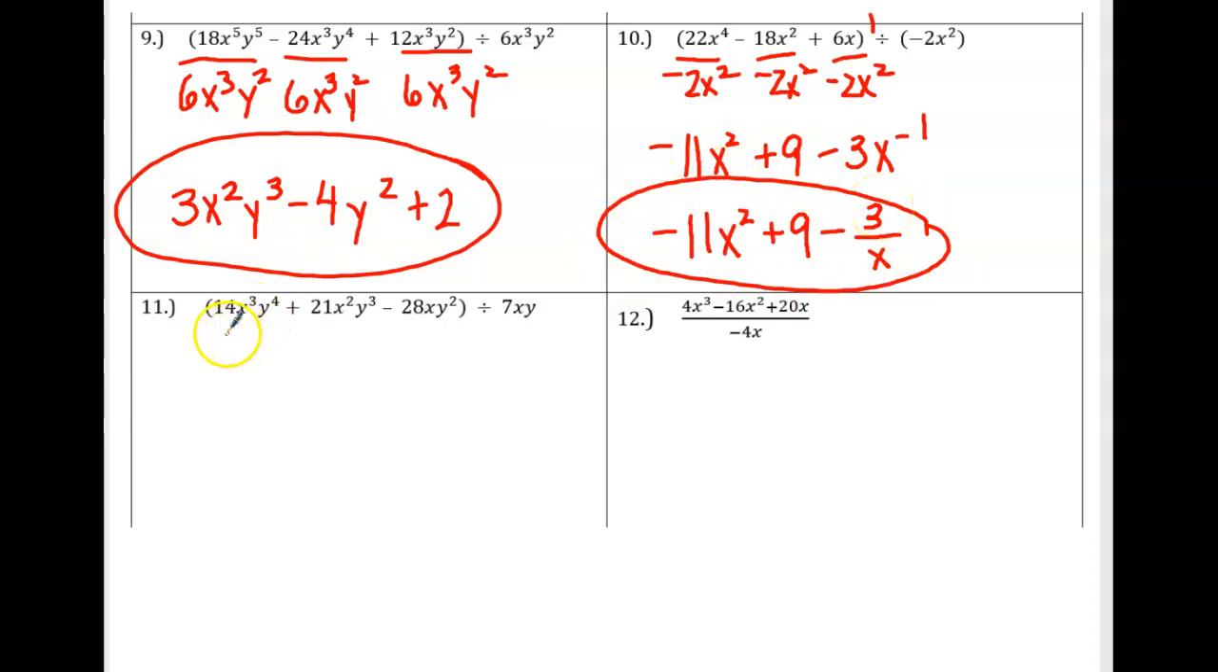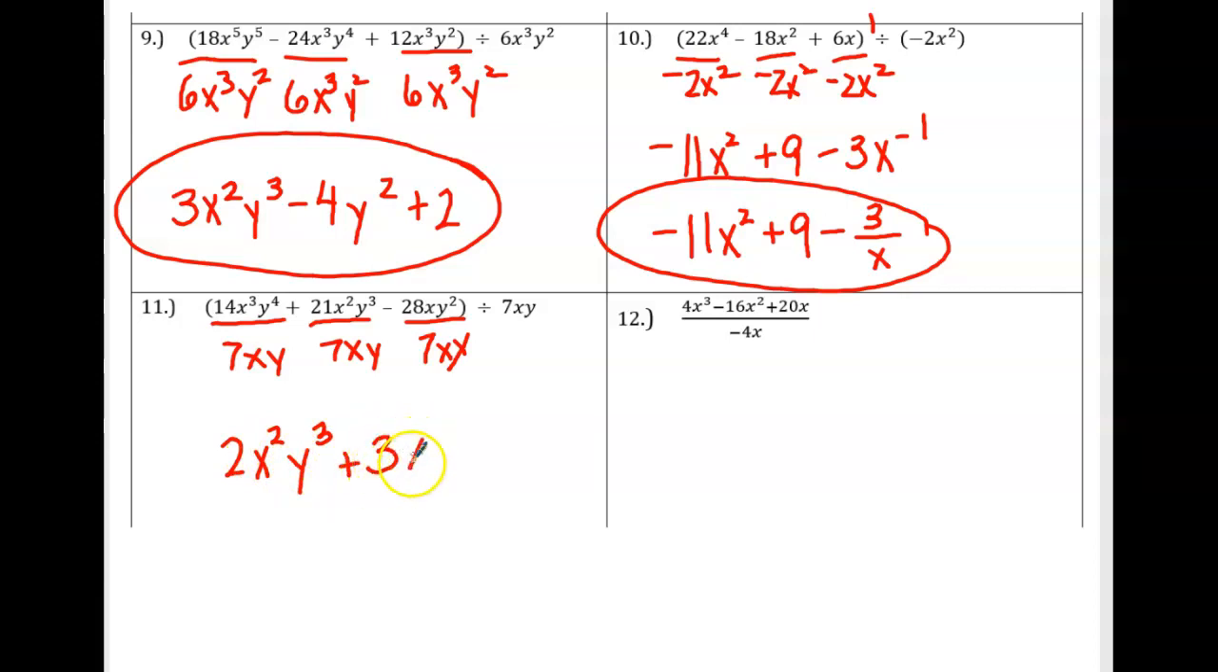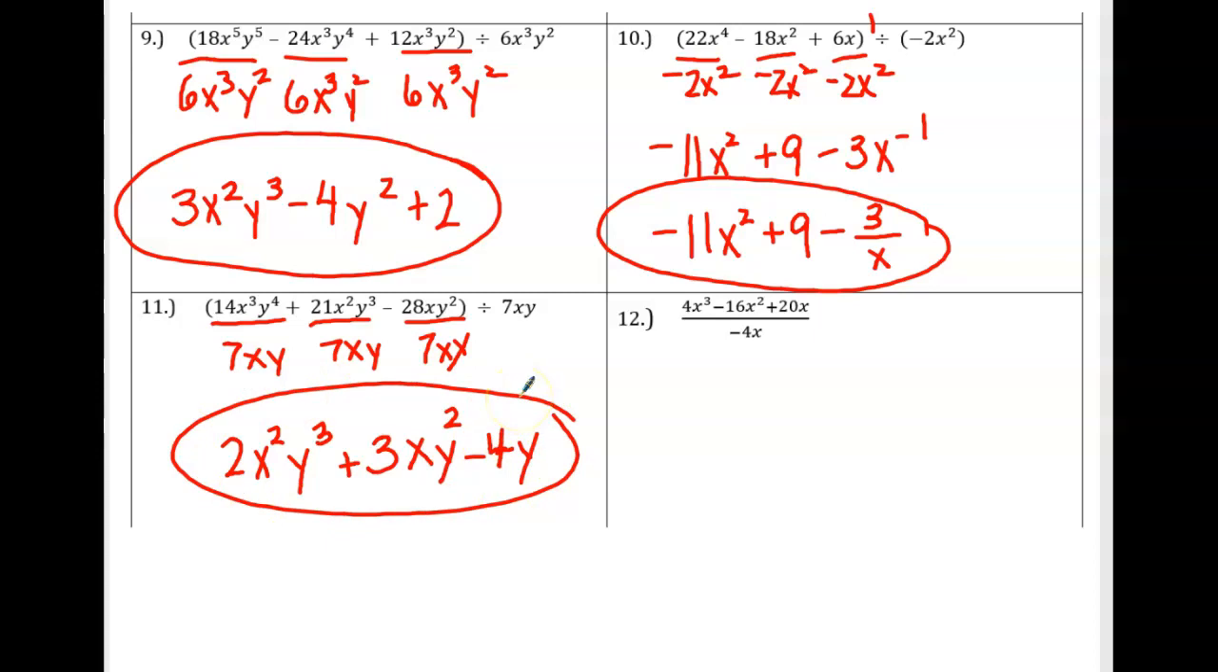Okay, I'm going to rewrite this and divide by 7xy for each term. All right, so when I do that, I end up with 2, my x would be squared, my y would be to the third power. 21 divided by 7 is 3, and we would get x to the first, and y would be squared. And negative 28 divided by 7 is a negative 4, and our x's would cancel out, but our y, we have y to the first. So that would be our final answer.